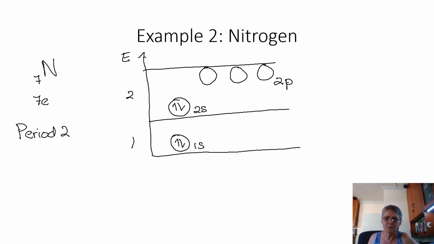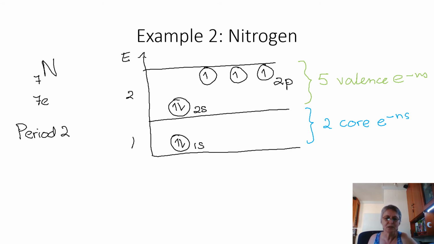I've used 4 of the 7 electrons. Hund's rule for the p orbitals, each one gets 1 electron, and I've used all 7 electrons. The valence energy level is energy level number 2, and there are 5 valence electrons and 2 core electrons.